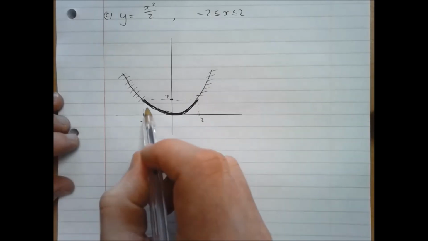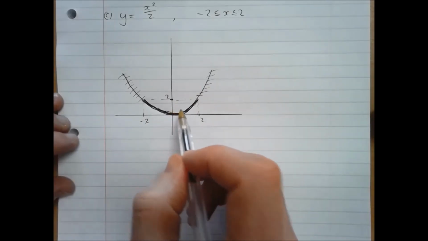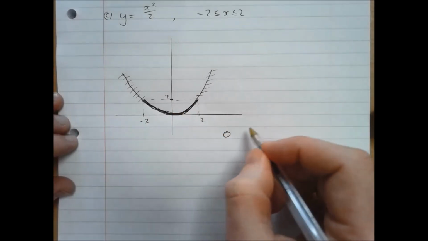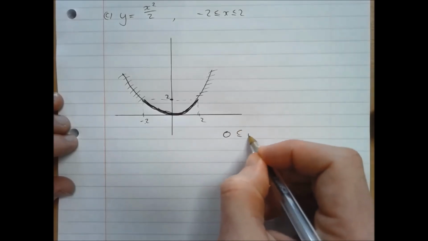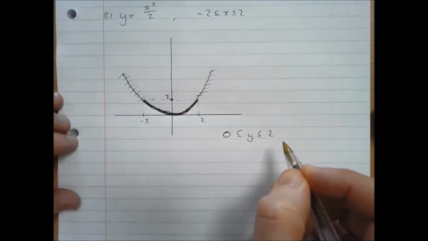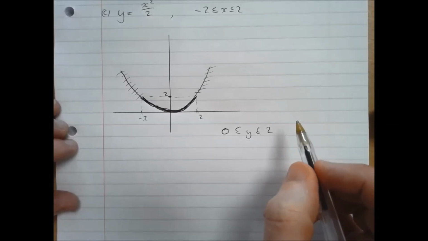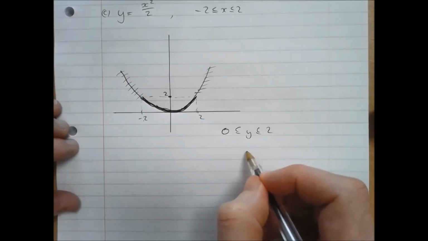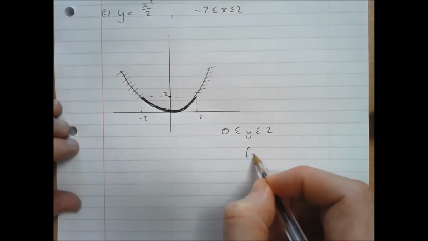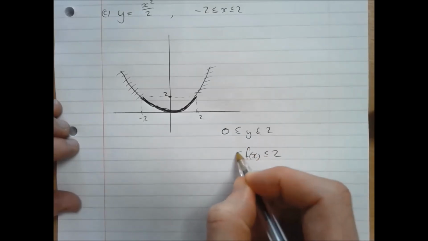In terms of the y values, the output values, you can see that the lowest value is 0 and the highest value is 2. So y is between 0 and 2, or if you've written it as f of x, for example, you could write it as f of x between 0 and 2.